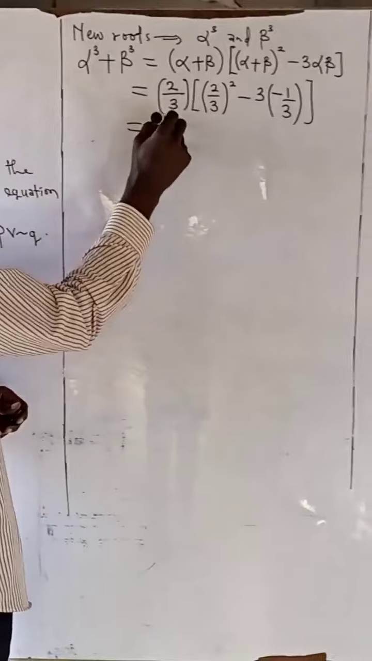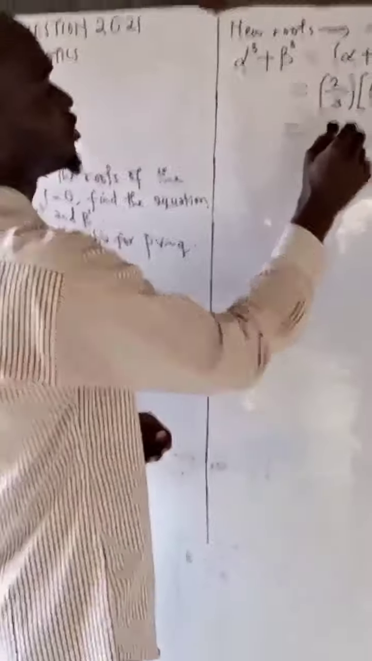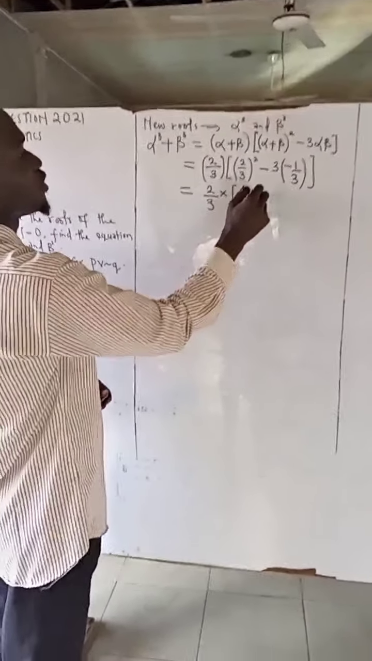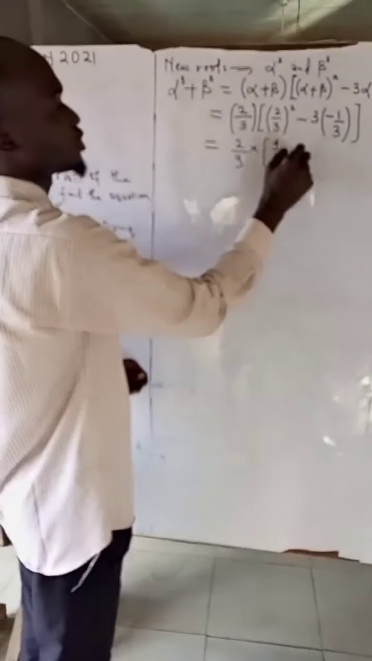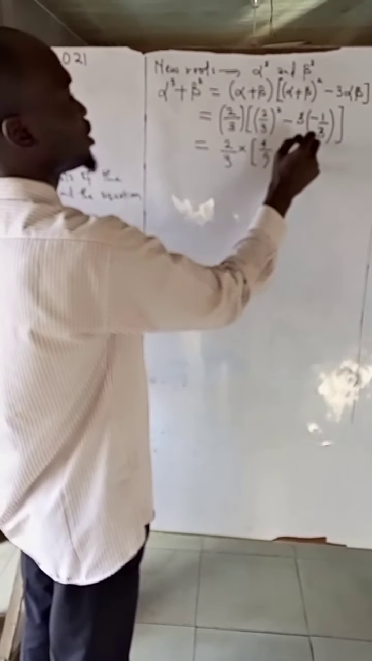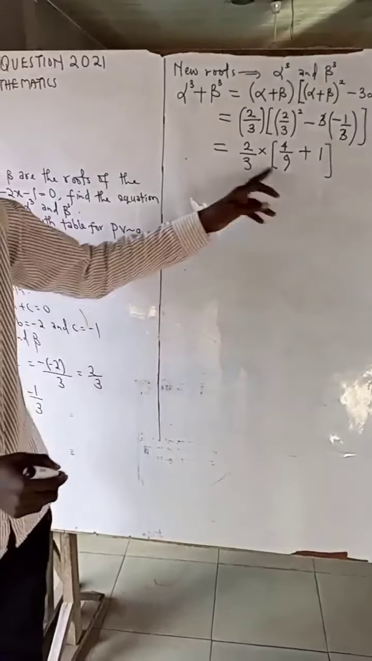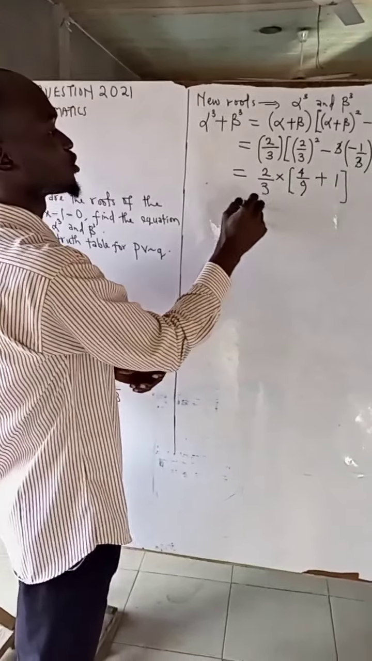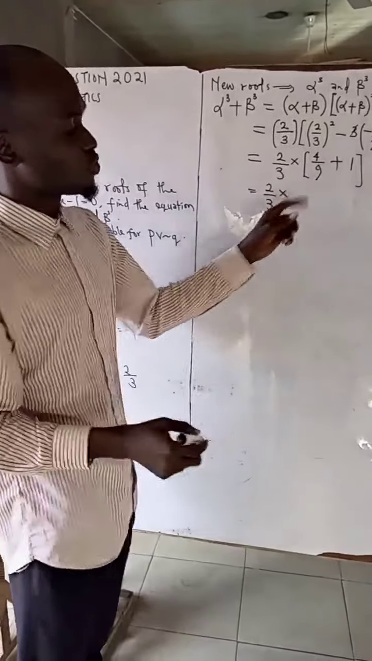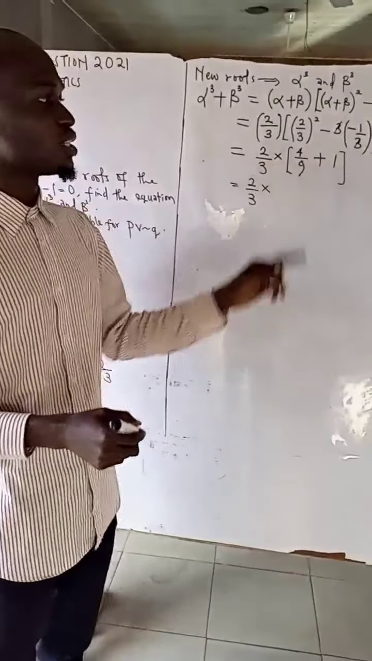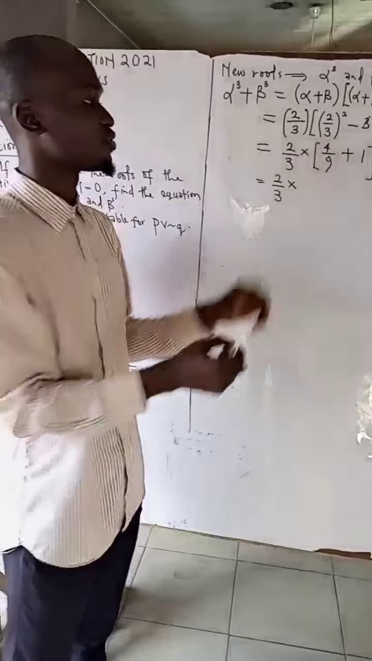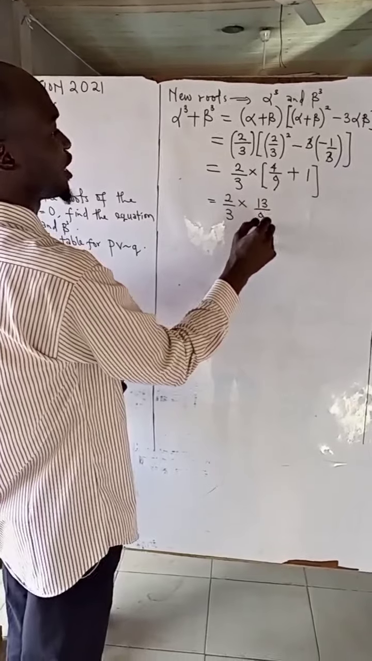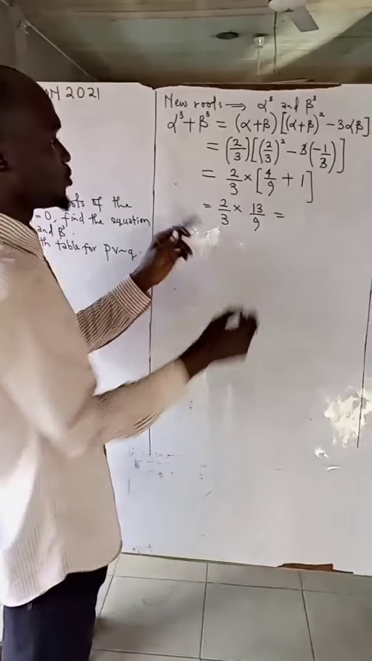Now, to simplify this, we have 2 over 3 times brackets alpha plus beta squared, that will give me 4 over 9. Minus times minus will give me plus, and 3 can cancel, so the remaining number will be 1 here. After this, we deal with the bracket first. We combine the fractions together. That's 2 over 3 times, now in order to add 4 over 9 plus 1, we can just say 9 times 1, 9 plus 4. That's 13 over 9.